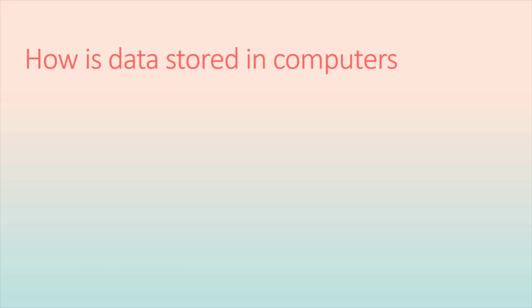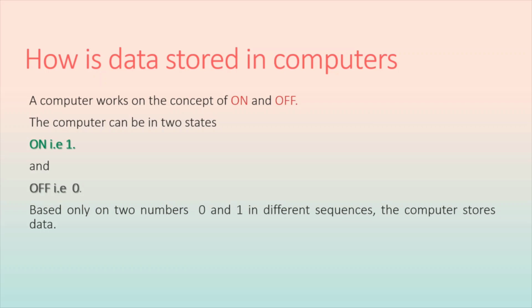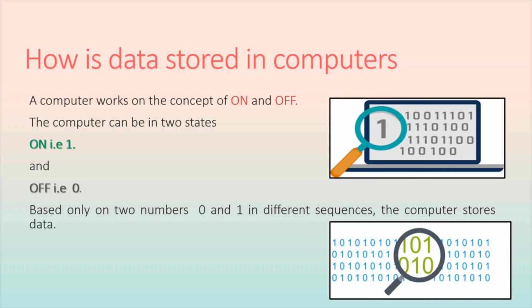How is data stored in computers? A computer works on the concept of on and off. The computer can store information in two states. First, on, that is 1, and off, that is 0. Based only on two numbers, 0 and 1, in different sequences, the computer stores data. As shown in these two pictures, all data is stored in 1 and 0 format.